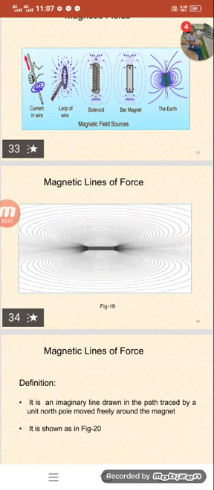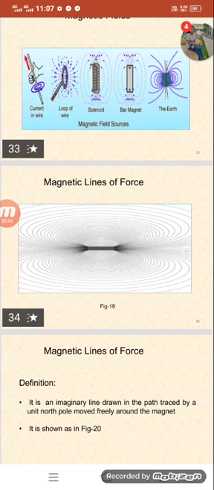Now going for some definitions of terms regarding our magnetism. One is magnetic lines of force. Normally we define magnetic lines of force in this format: it is an imaginary line drawn in the path traced by a unit north pole moved freely around the magnet.